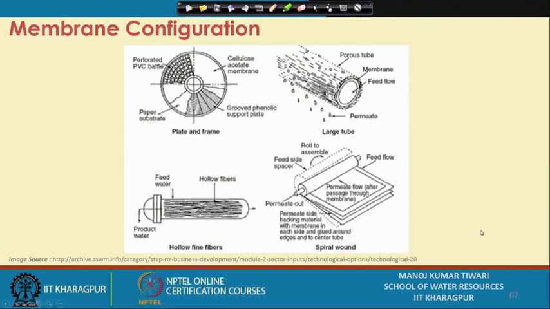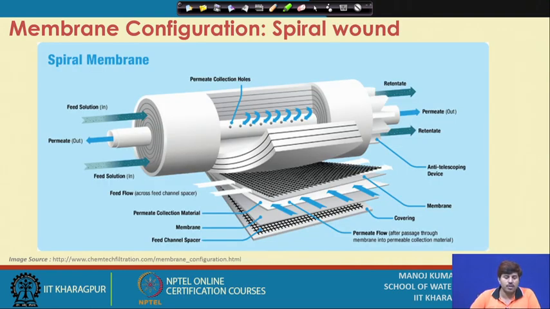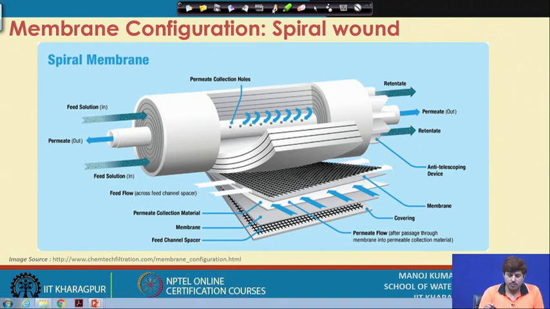There are various configurations: membranes in plate and frame form, large tubes, spiral wound membranes, and hollow fiber membranes. So, how do they typically look? A spiral wound membrane will look like this. We have these various membrane systems coming in here, and you see the feed solution is being put through this, and these are the membranes. They are rolled and rotated over here.